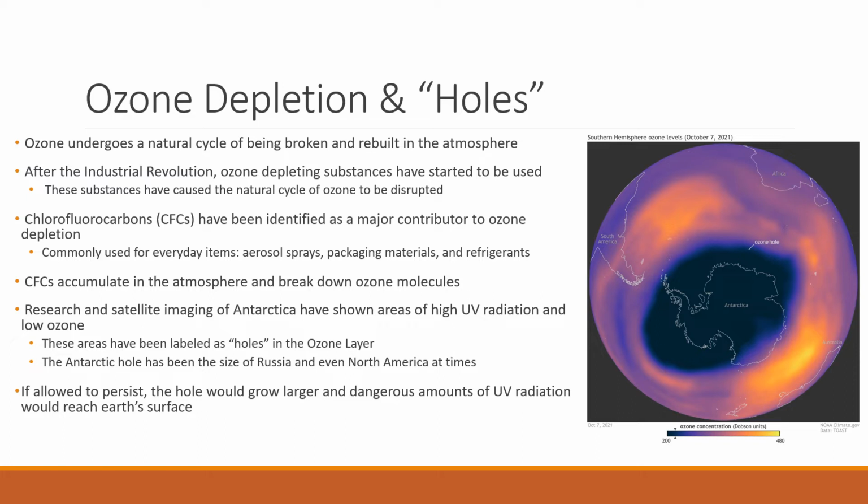Studies and satellite imaging of Antarctica have shown a large area with low ozone and high amounts of UV radiation. This area above Antarctica has been labeled a hole, and at times it's been the size of Russia and even the size of North America at certain points. If the hole in the ozone layer were allowed to persist, it would keep growing larger and larger, and dangerous amounts of UV radiation would eventually reach the Earth's surface.